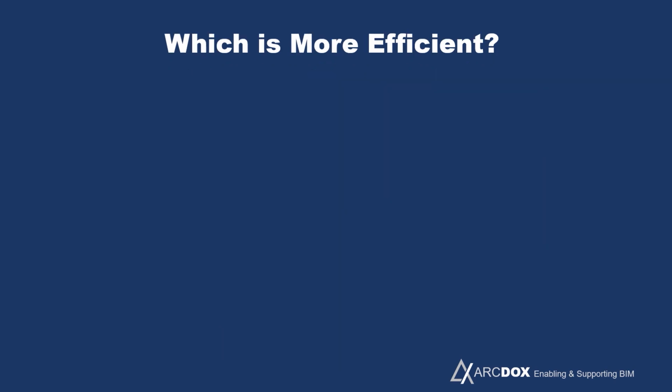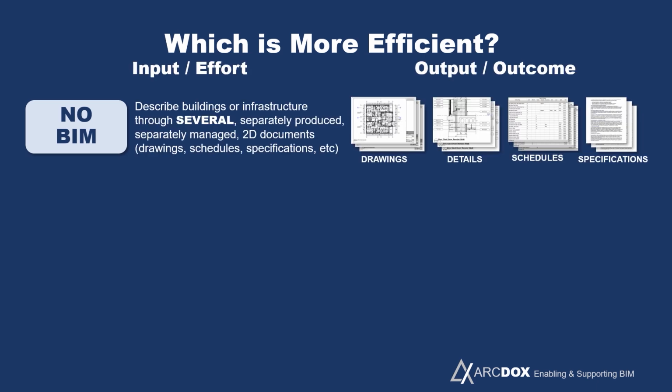Staying on this theme of productivity and efficiency, but looking specifically at the way we produce and manage information in the construction industry. The traditional way of producing information, in other words, not using BIM, is to use several ways to describe the building or piece of infrastructure. Two-dimensional drawings like plans, elevations, sections, details, schedules, specifications, etc. This is what we've been doing for hundreds of years, so obviously we all understand this.